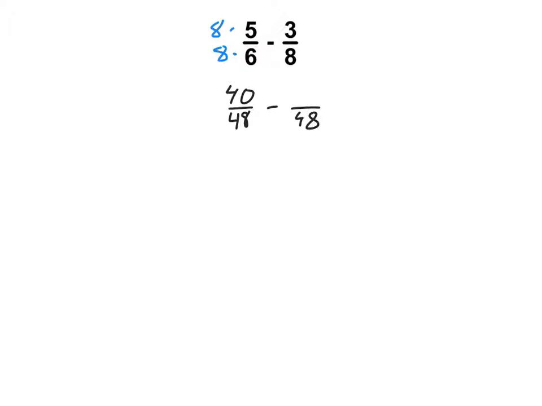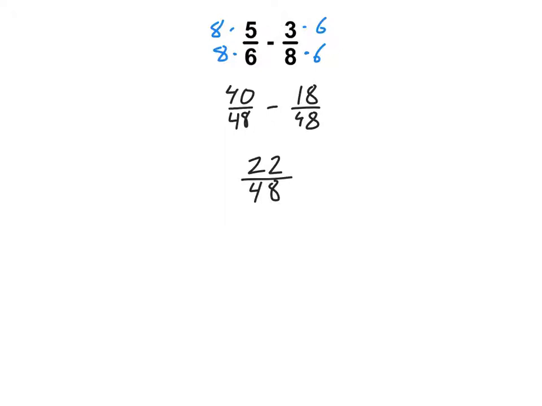Then I go to the second fraction. 8 times what gives me 48? That's the 6. So then I multiply the top by 6 as well. So 3 times 6 on the top gives me 18. And then we subtract, right? So 40 minus 18, 22. That gives me 22 over 48. Remembering, of course, that the denominator stays the same.